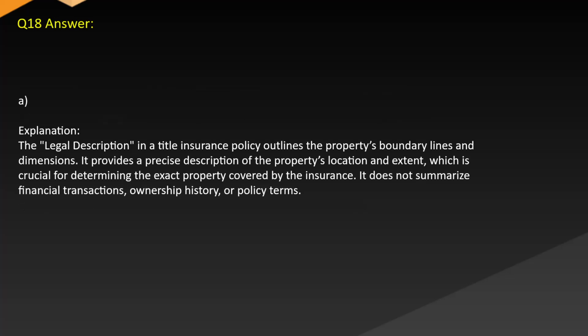Answer: A. Explanation. The legal description in a title insurance policy outlines the property's boundary lines and dimensions. It provides a precise description of the property's location and extent, which is crucial for determining the exact property covered by the insurance. It does not summarize financial transactions, ownership history, or policy terms.